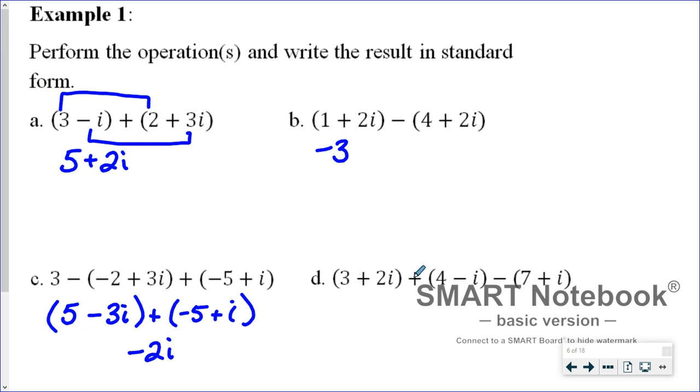And then here we have 3, and you can do them all at once too if you want. Here we have 3 plus 4, which is 7, and then minus 7, which is 0. So those are all gone. And then 2i plus -i is just i, and i minus i is 0, right? So there's nothing here, just 0.